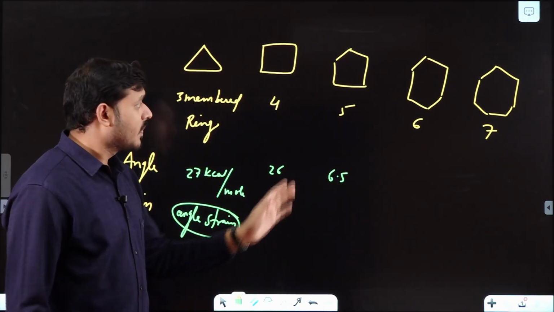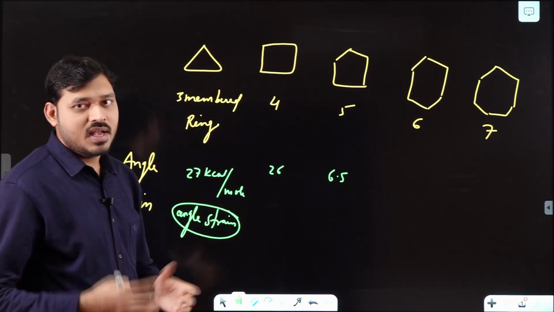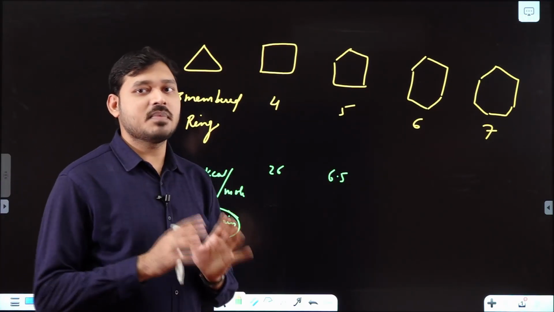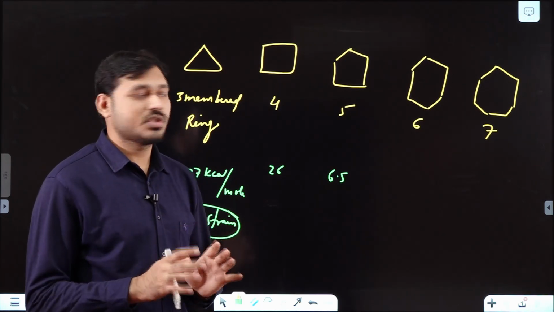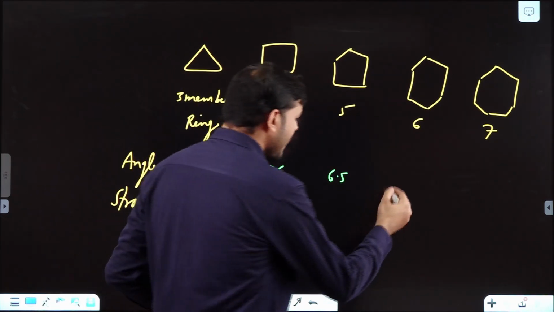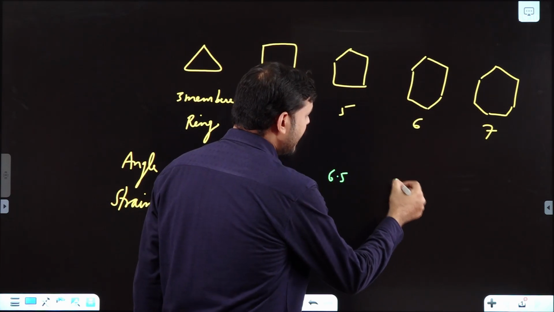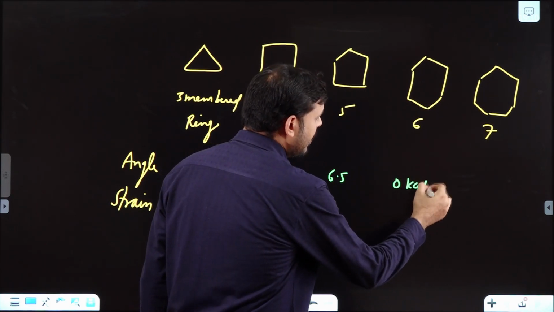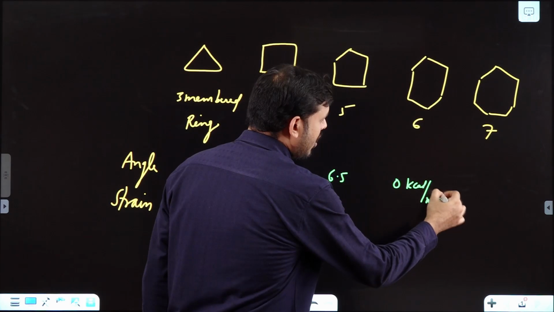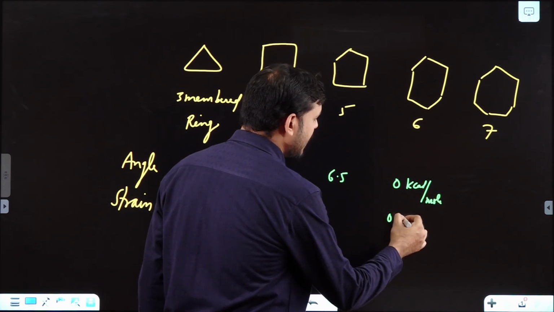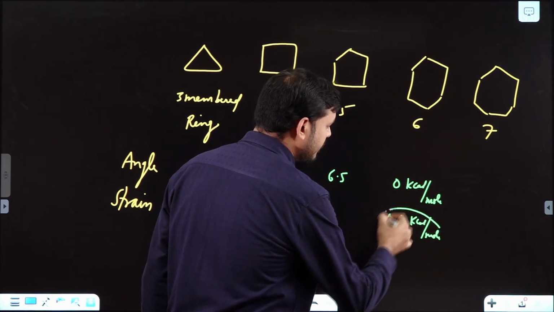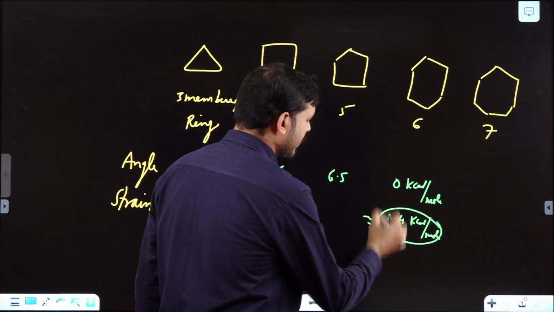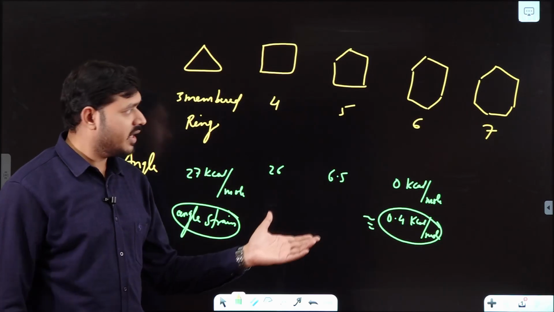per mole. Now when you say a 6-membered ring, as we all know, the 6-membered ring is the most stable ring, having 0 degree angle strain. So in some cases you will find 0 kilocalorie per mole angle strain, or in some cases you may find approximately 0.4 kilocalorie per mole. Okay, I am giving you a rough figure only.